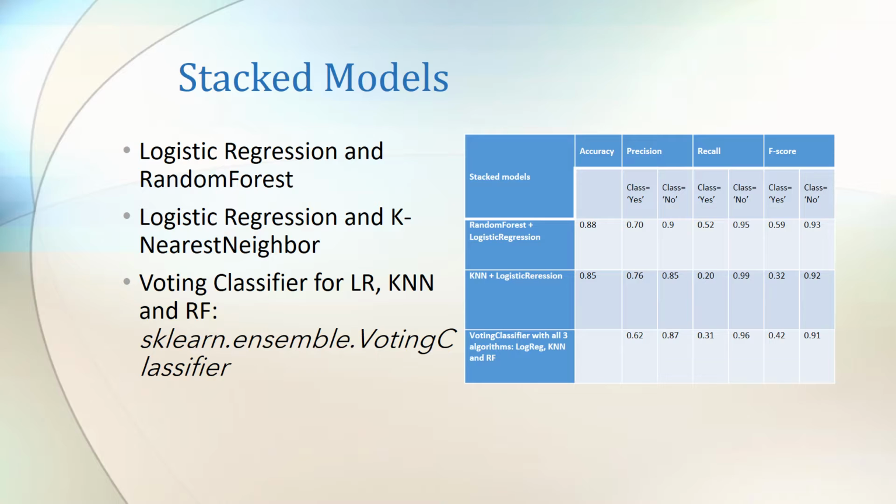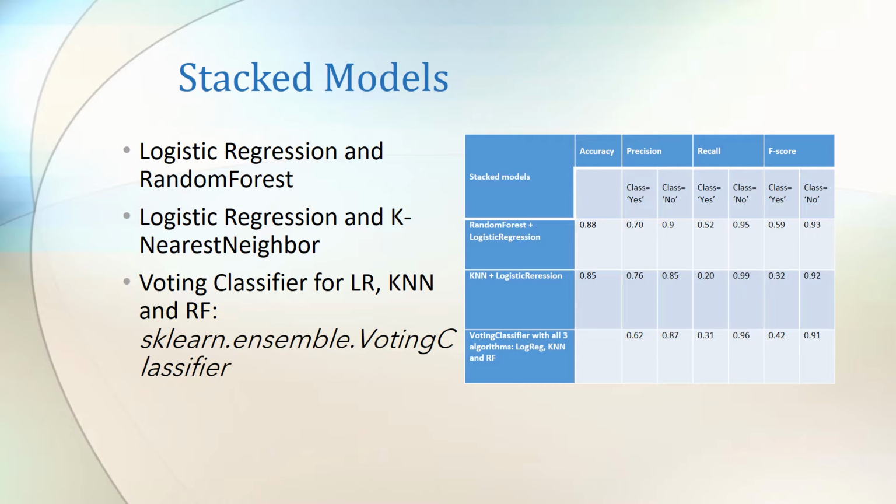The fourth kind of modeling technique that I tried was stacking these models together. The first one that I created was with LogisticRegression and RandomForest. It had an overall accuracy of 0.88 with the precision values for class yes as 0.7 and class no as 0.9. The recall for class yes seems to have increased a little bit to 0.52. So we are just above the random guess. And the recall for class no is as always great. The F score is a little better, 0.59, almost 0.6, and 0.93 respectively.